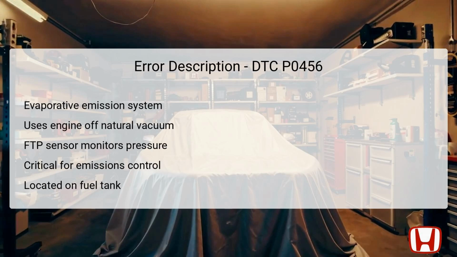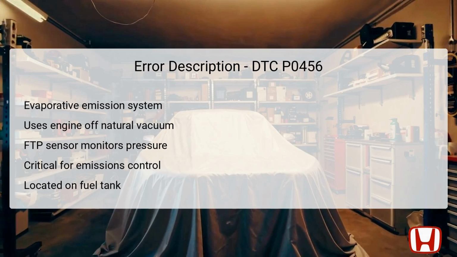The error code P0456 indicates a leak has been detected in the EVAP system of the Honda Accord, specifically detecting very small leaks of 0.02 inches. The EVAP system is essential for reducing harmful emissions and maintaining fuel efficiency by ensuring that fuel vapors do not exit into the atmosphere.